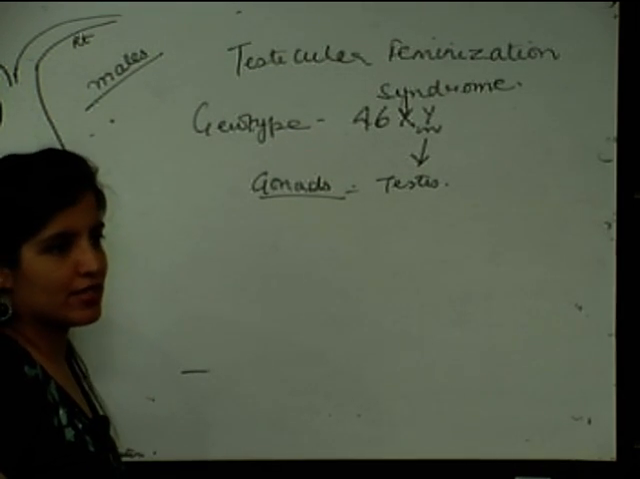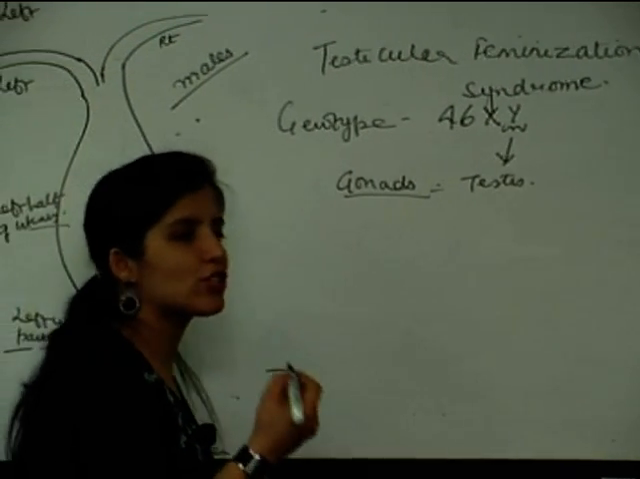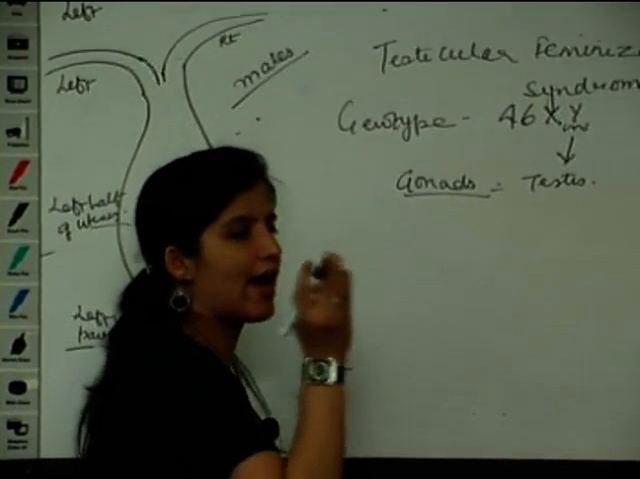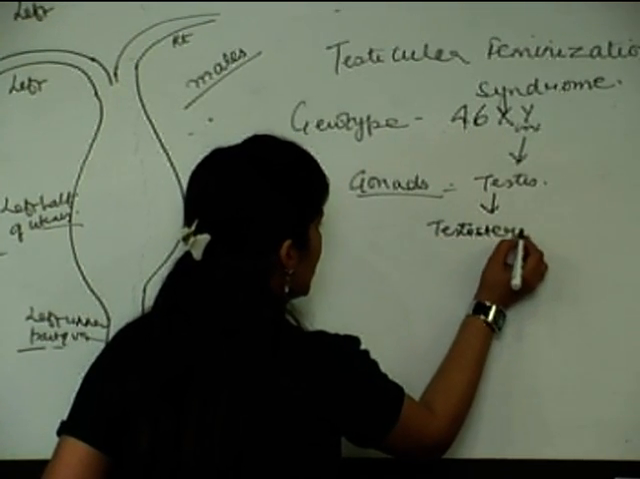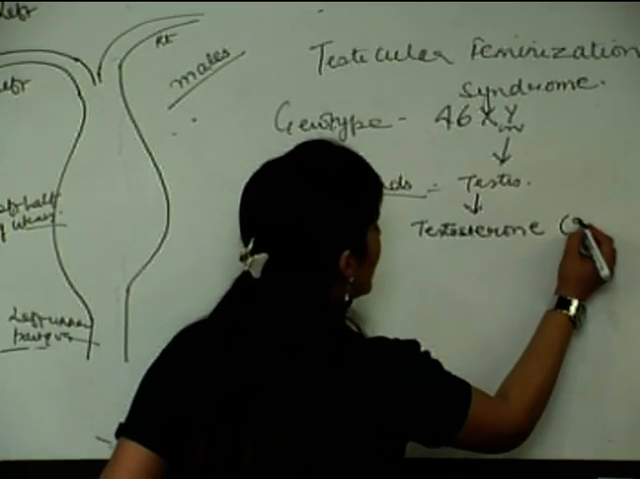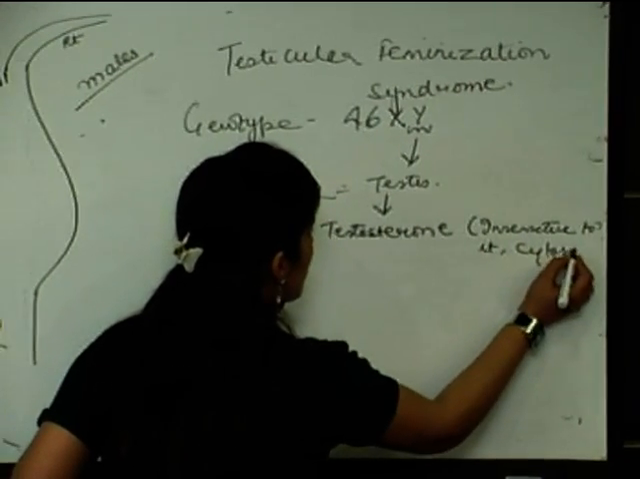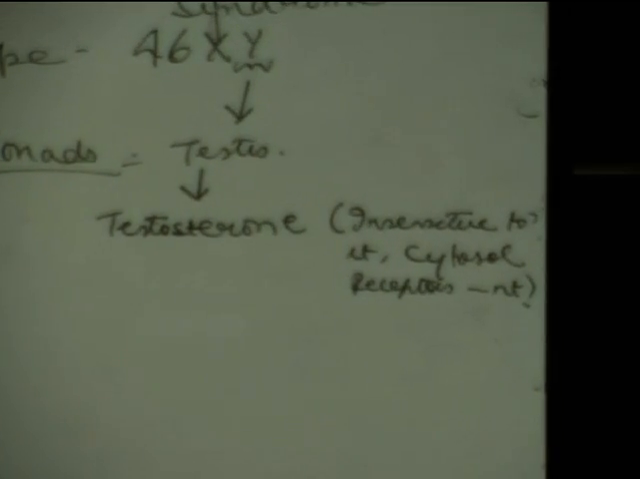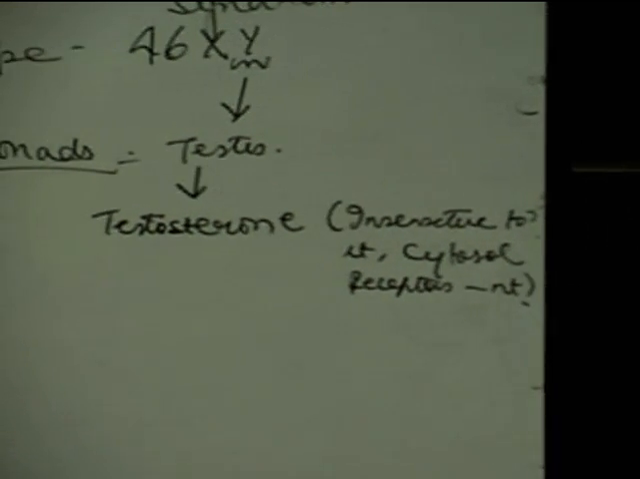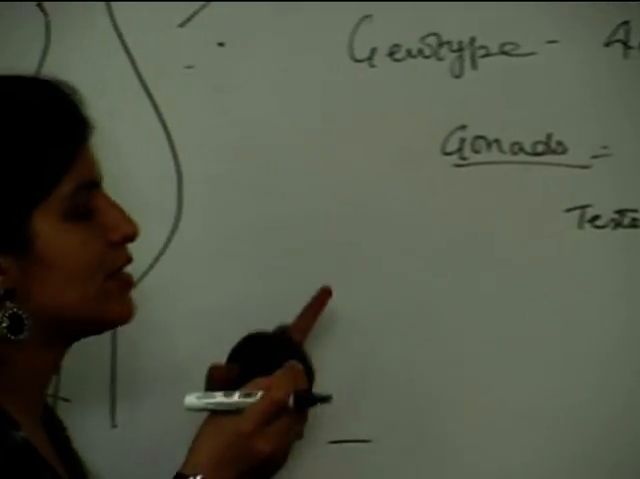The problem here is that these males are insensitive to testosterone because the cytosol receptors of testosterone are absent in these males. So the testes are secreting testosterone normally, but the males are insensitive to testosterone, as the cytosol receptors for testosterone are absent. Because their gonads are testes, I told you that testes secrete 2 things. Number 1 is testosterone.